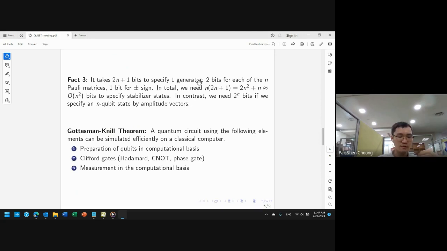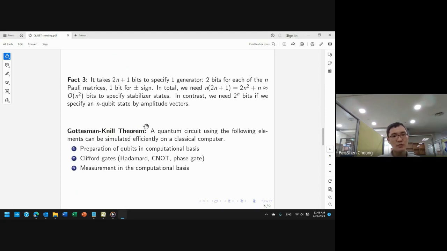So in general, if you have n qubit states, you have n generators. That's why you multiply them together and you get 2n squared plus n. So this is of order n squared. So we only need n squared terms to specify stabilizer states based on the stabilizers. But if you want to specify a normal quantum state by just the state vector form, then we need 2 to the power of n bits. So that's why you can already see the efficiency of using stabilizer formalism in this case.